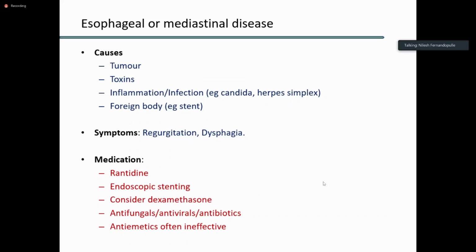And for those patients, the drugs of choice would be H2 receptor blockers like ranitidine, and endoscopic stenting. You can consider dexamethasone, and if you're suspecting infections, antifungals, antivirals, antibiotics. Antiemetics are often very ineffective in these patients. So that's the importance of being able to recognize this particular syndrome in these patients, right?